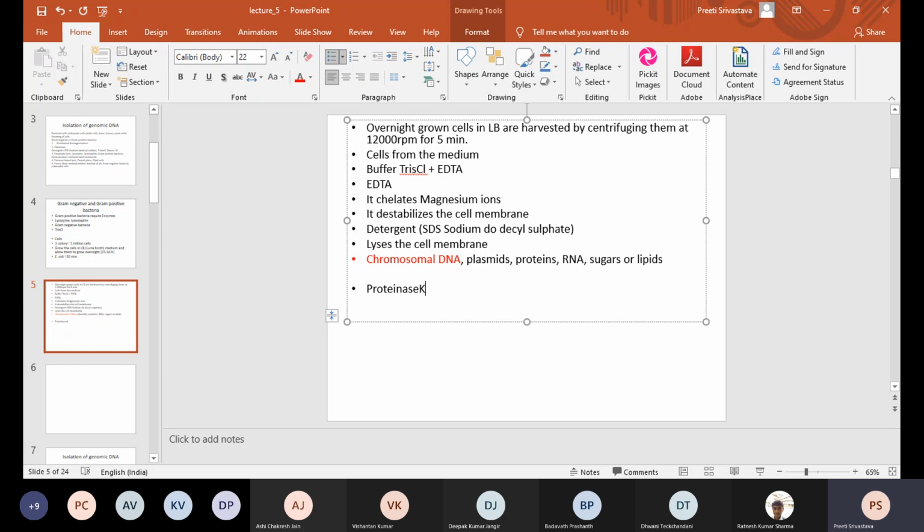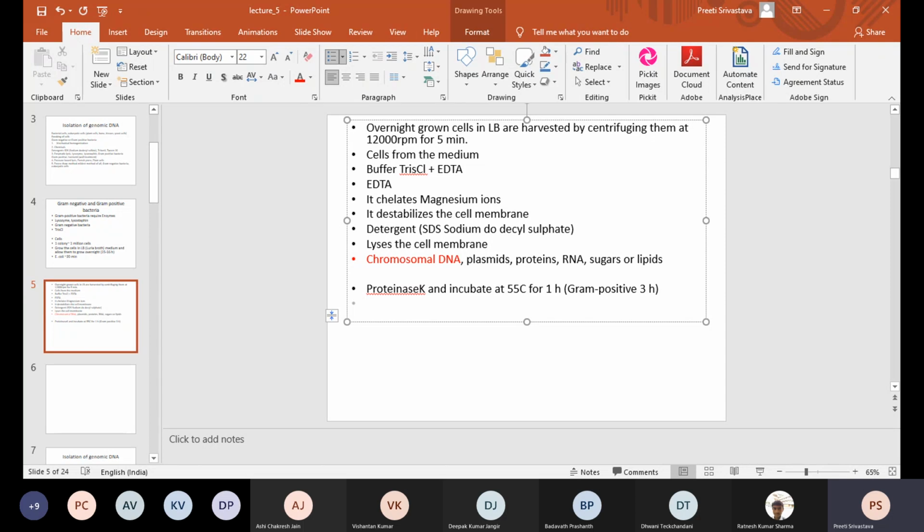So it will take care of proteins. When we add proteinase K and then incubate the entire solution, I mean the whole preparation which contains Tris-Cl, EDTA, wherein you have added SDS also, in the same prep you now add proteinase K and incubate at 55 degrees Celsius for 1 hour. For gram-positive bacteria, the incubation time can vary. It can be even up to 3 hours, depending upon the type of bacteria.